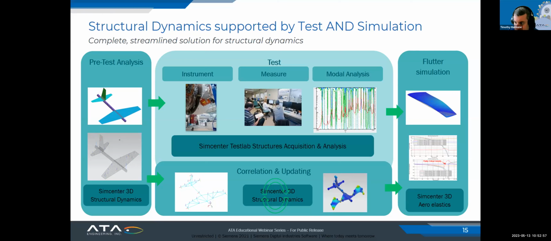Once you've got your set of mode shapes, your experimental results, well, then you're going to take it and go into SimCenter 3D and the structural dynamics and actually compare your model to your test data and do any correlation updating in order to better match your model to your test data. And then finally, from that point, you can go into your flutter simulation.